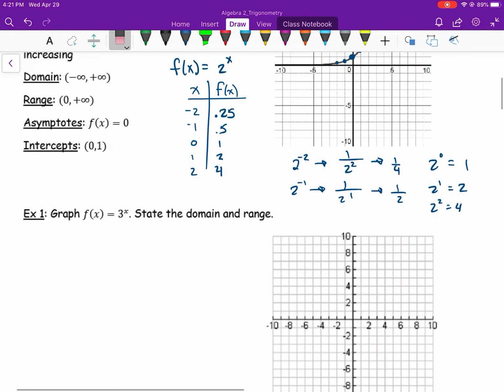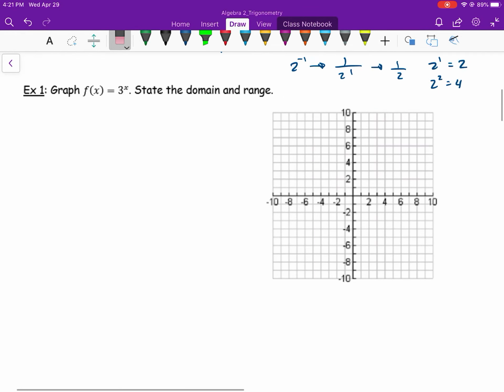All right, so let's hammer out our first example. We're given the function f of x equals 3 to the x, and you're going to state the domain and range. Like I said, you can put it in Desmos. You don't have to do the handwork, but I'll just create a table of values. Don't need a ton of points. I'll do negative 2, negative 1, 0, 1, and 2.